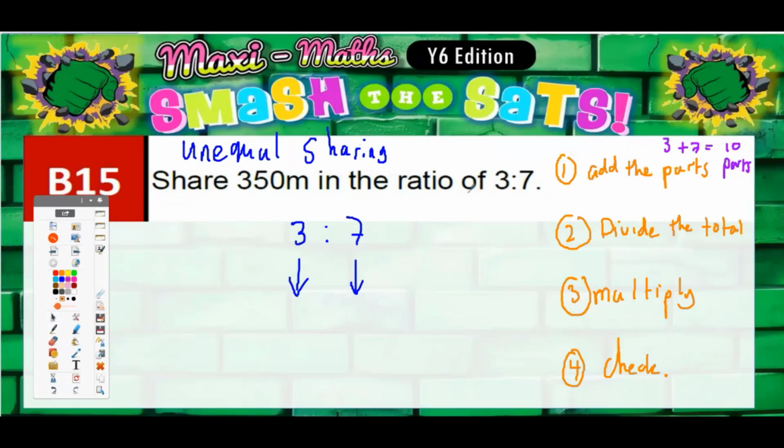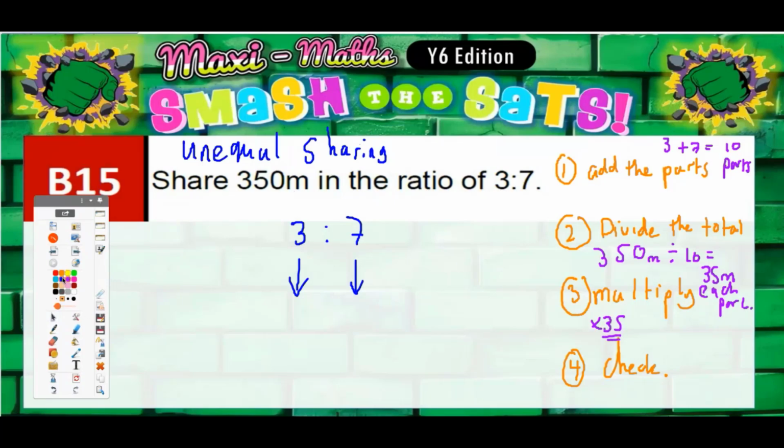But then we need to divide the 350 meters into the 10 parts. So we're going to do 350 meters divided by 10. Well, 350 divided by 10 is 35 meters in each part. So if each part is 35 meters, that's then what you multiply the numbers in the ratio by. So we're going to be multiplying by that 35.